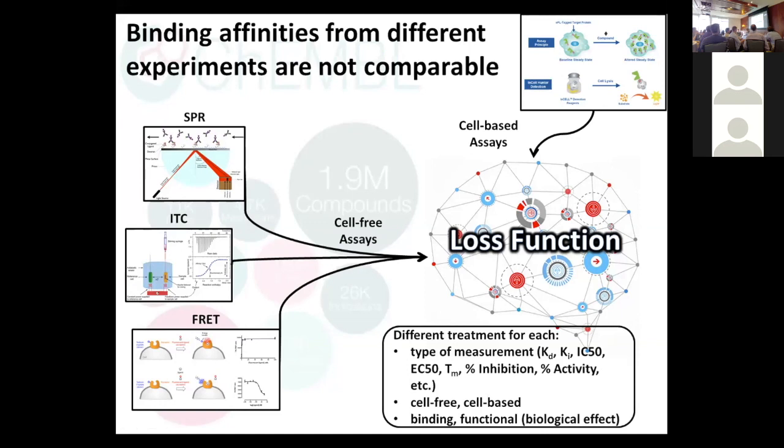So a good loss function must treat differently the input data, depending on the type of the measurement, if it's a dissociation constant, for example, an IC50 or a percent inhibition, on the fact if it's a cell-free or cell-based assay, because cell-based assays tend to have higher errors in the measurements, and finally on the fact if it is a binding or a functional assay. In binding assays, we measure the binding directly of the compound to the target receptor, but in functional assays, we measure the biological effect. For example, the percent cell death in a cell line. All these factors must be taken into account by a good loss function.